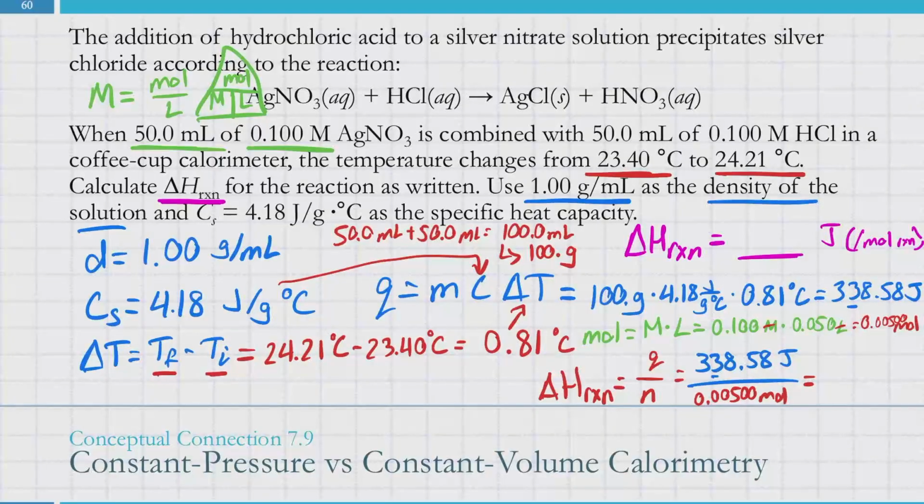We skipped a step. I'm going to try to show us how we can get the right answer even though we skipped that step. The number that we get out is 67,716 joules per mole, we could make that 6-7 kilojoules per mole.